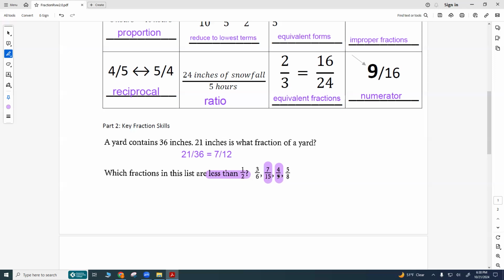Same with 4/9, because once again, we know that 4/8 would be exactly half. So if we have 4/9, then we have even less than that. And we end up with a little bit less than half.